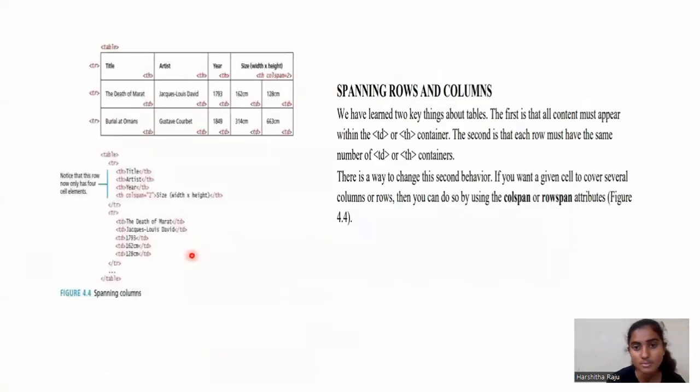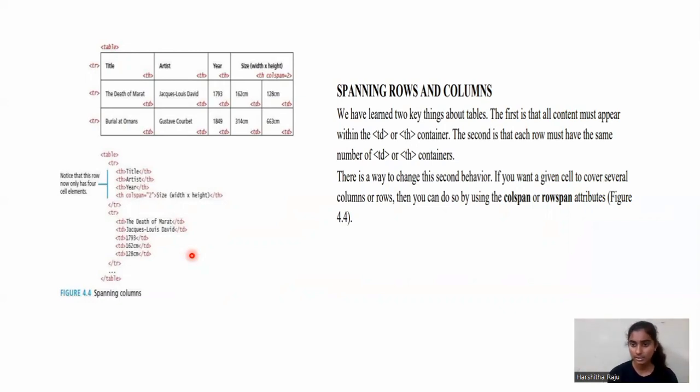So, spanning rows and columns. We have learned two key things about the tables. The first thing is that all the content must appear within the TD or TH container. And the second is that each row must have the same number of TD and TH containers. So there is no way to change the second behavior.